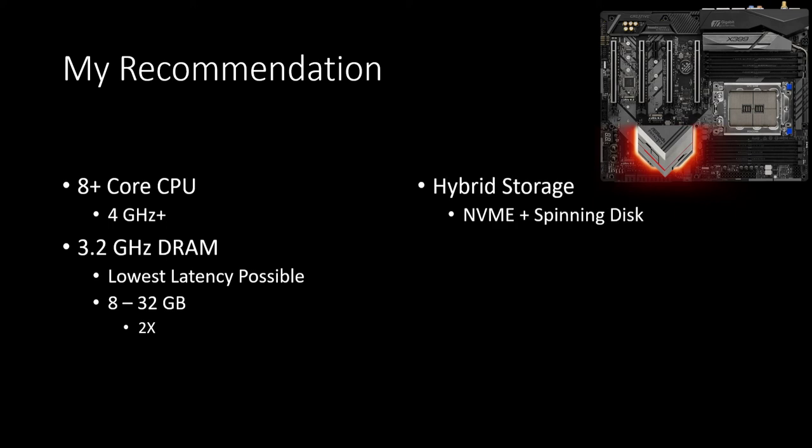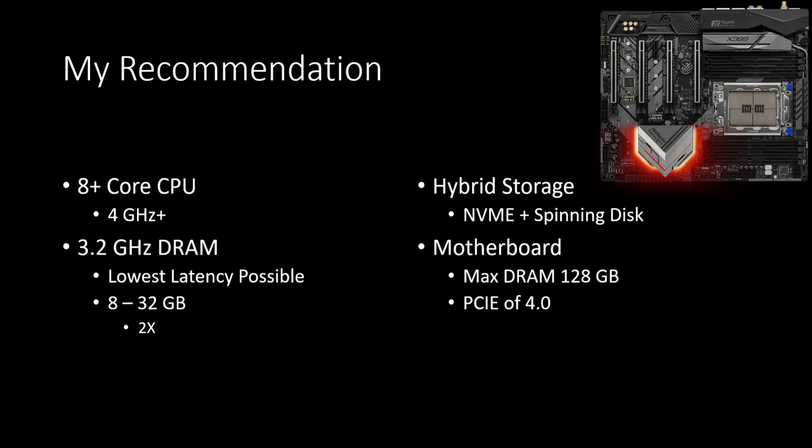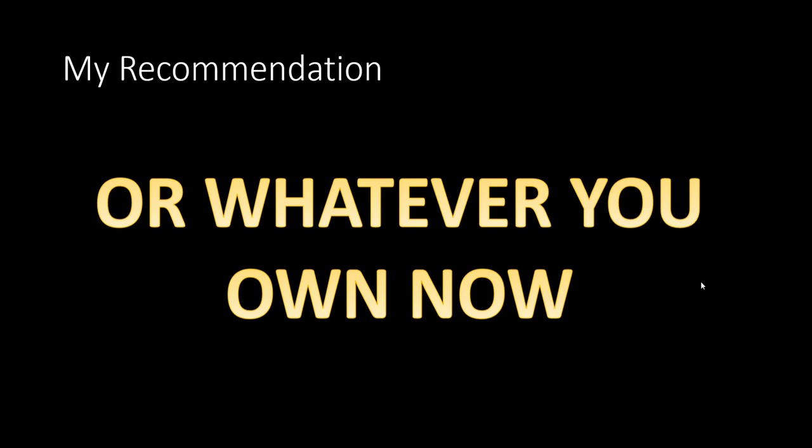Then of course for storage, you'll want to do that hybrid storage technique. And for the motherboard, if you're going to purchase a new computer to do any of this work, you're going to want to choose one that has a high memory capacity. The one that I currently have is about 128 gigabytes. So if I found out that 32 gigabytes wasn't enough, I could increase the total amount by purchasing more RAM and have a size up to 128. Those are things to think about for future-proofing your computer. And then the final thing would be probably adopting the PCIe 4.0 architecture so that you can have the fastest hard drives available. Or, you know, whatever you own now is probably good enough too, and we'll just work with that.